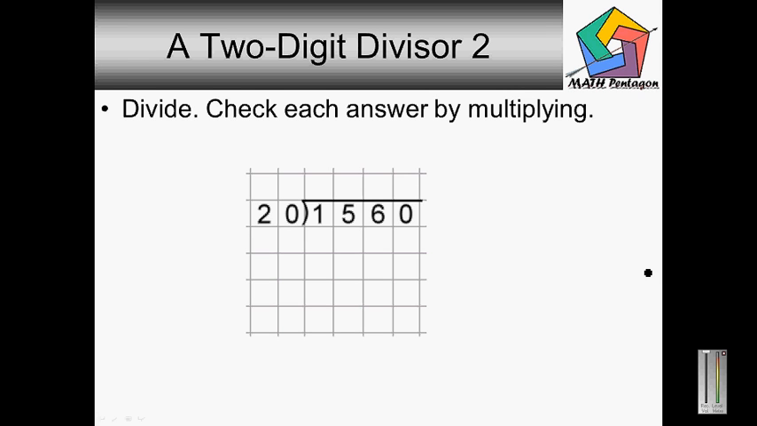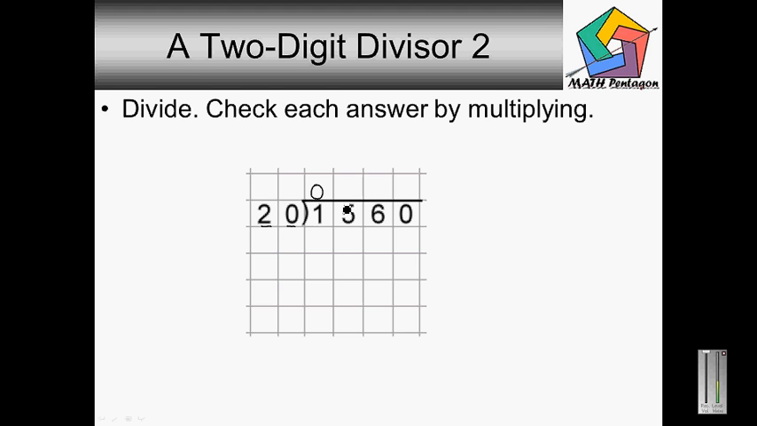A two-digit divisor too. Divide, check each answer by multiplying. So we have a two-digit divisor in this problem. So does 20 go into 1? No, there's no way. 20 does not go into 1. So you put a 0 on top and you go to the next number.